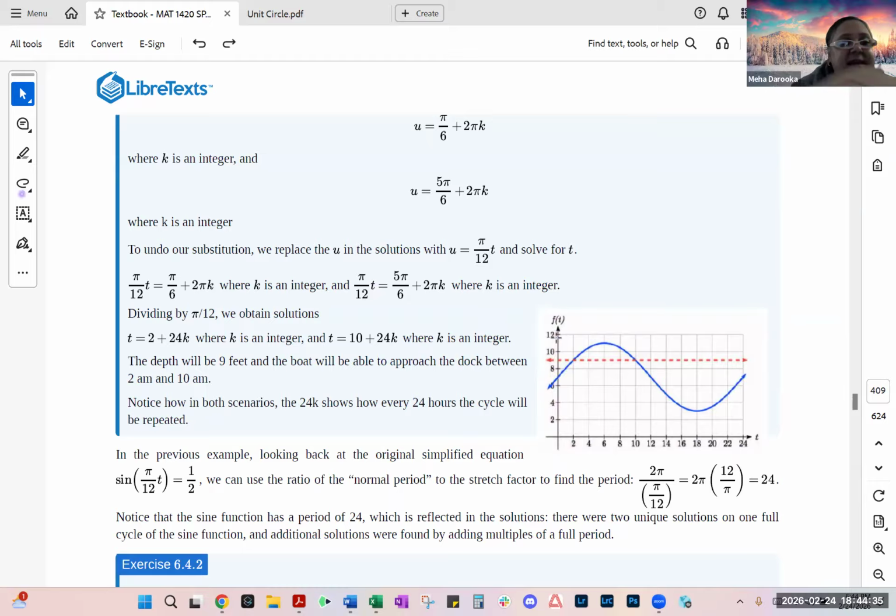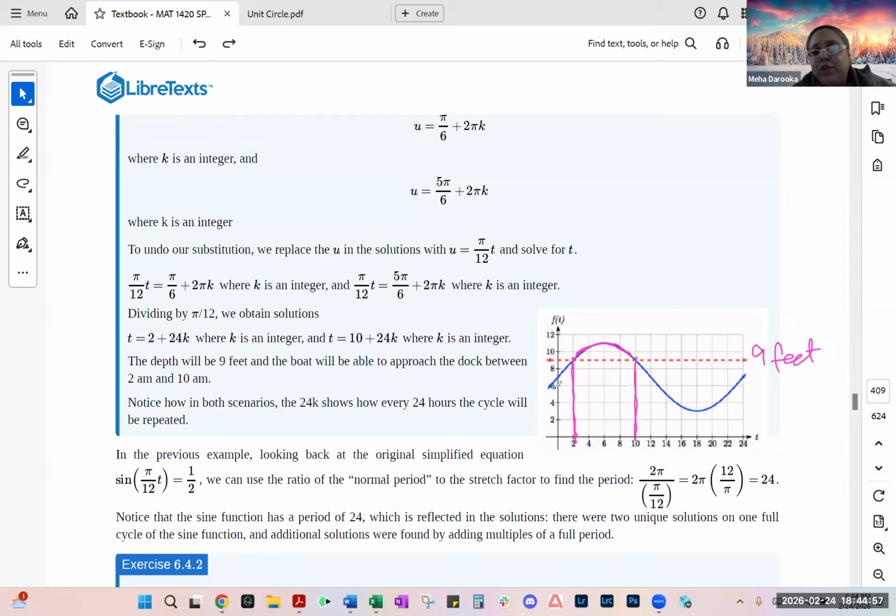So if you look at this guy here, you will see right at 2 a.m. is where our graph is curving upwards, right? And it goes on till 10 a.m. So you can see between 10 and 2 a.m., this is your 9 feet line. That dotted line represents the 9 feet.